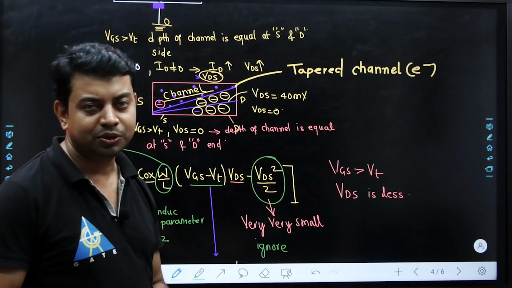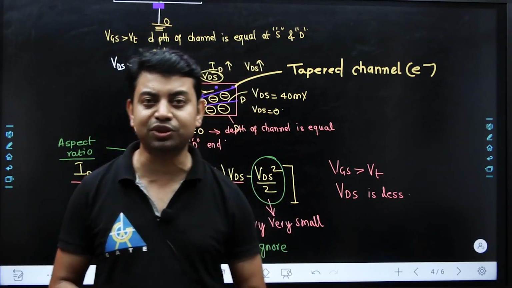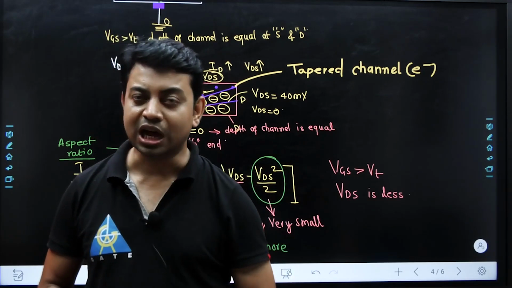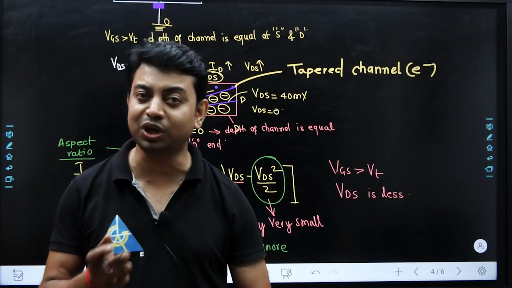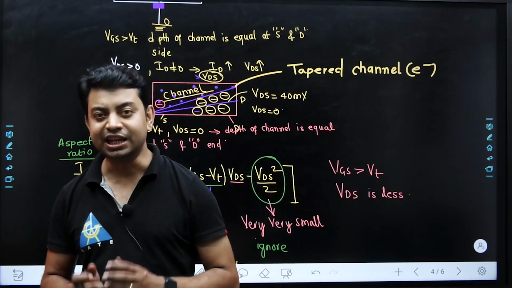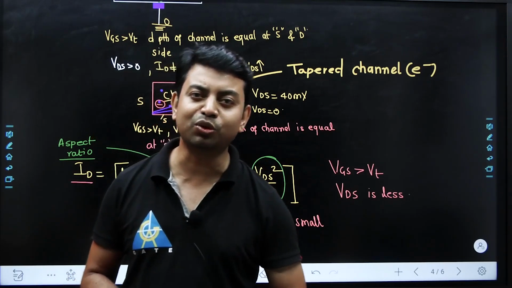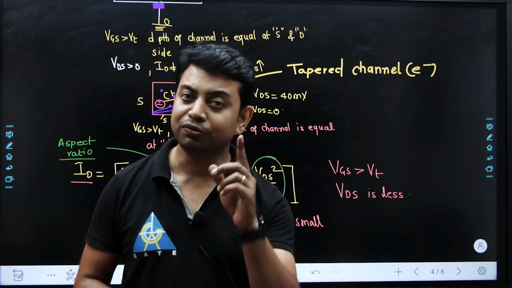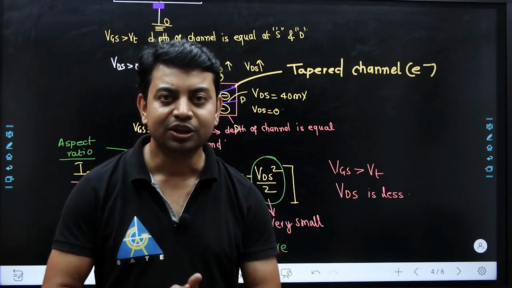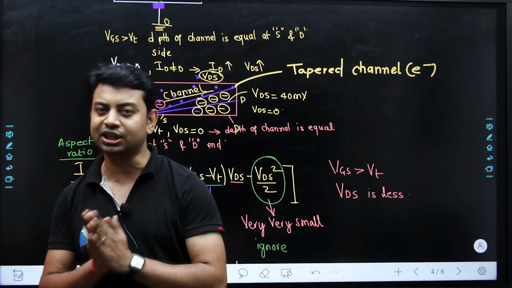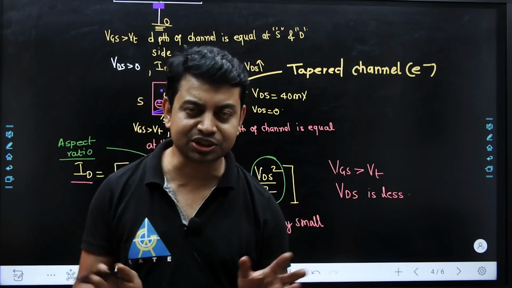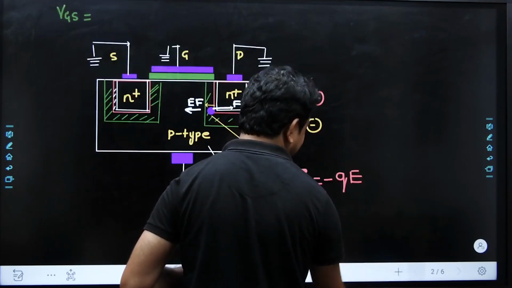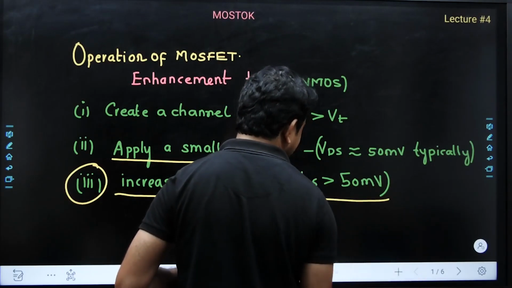So in the next lecture, we are going to increase the VDS value more than 50 millivolt and analyze what channel length modulation is, how we have to consider it, and what change we are expecting in the current equation when we increase the VDS above 50 millivolt, not the threshold voltage. The threshold voltage is the voltage applied at the gate terminal, but in the next class we are going to analyze the drain terminal voltage, which is increasing above 50 millivolt.